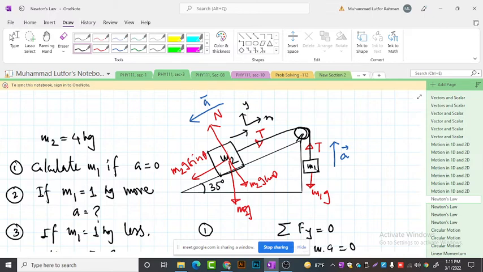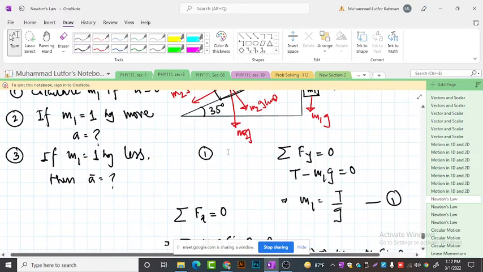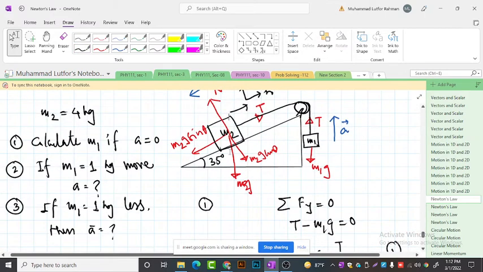Why? Basically, in the inclined plane direction, the downward force, that is M2g sin θ, is less than your M1g, because M1g is dragging the system toward the downward direction. So that's why M2 will move upward with an acceleration of 1.34 meter per second square, and M1 will move downward with the same acceleration, 1.34 meter per second square.